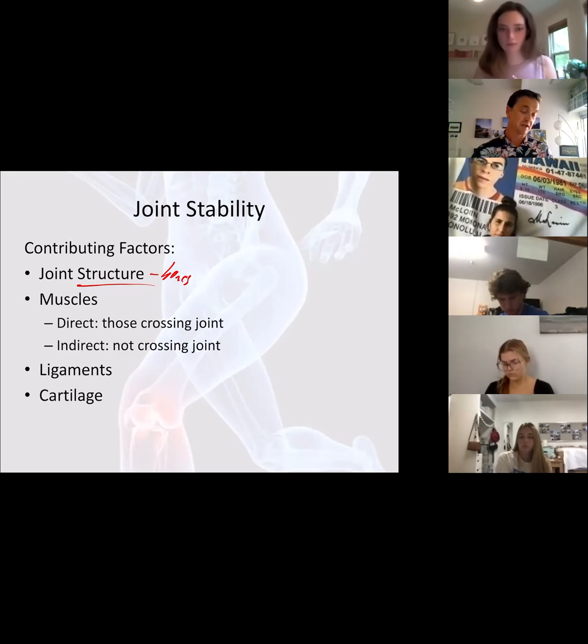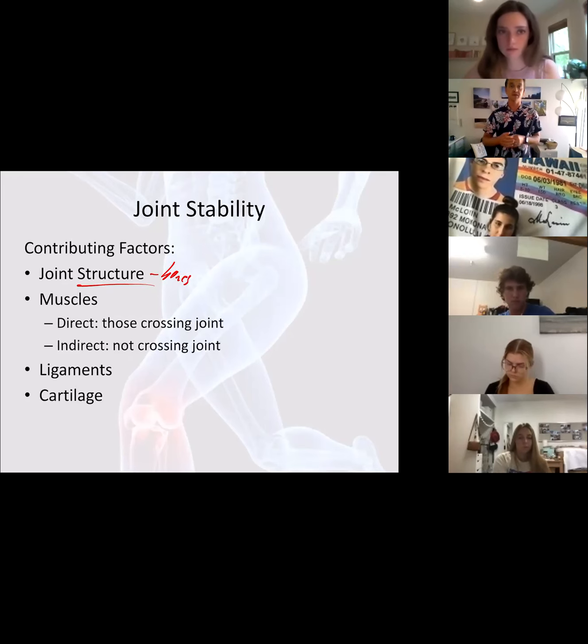Number 2 is the muscles around it. We have 2 different ways that muscles help stabilize joints. The first one is the ones that are directly crossing the joint. So think about your quadriceps, and they go down and attach to your patella, and then they cross over your knee joint and attach to your tibia, right? Those are direct stabilizers of your knee. But then you have something called an indirect stabilizer, which is a muscle that doesn't cross over the joint that we're talking about, but it does help stabilize the joint nonetheless. And I'll give you one example of that by standing back a little bit.